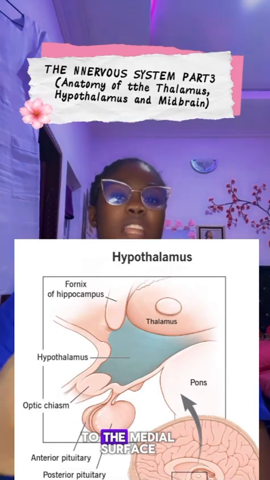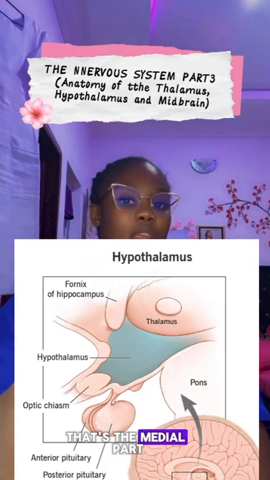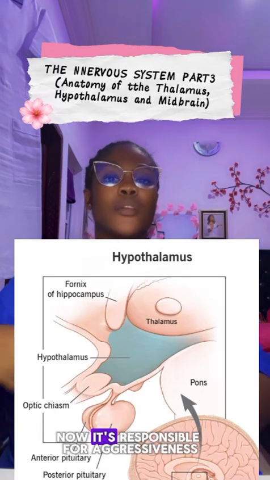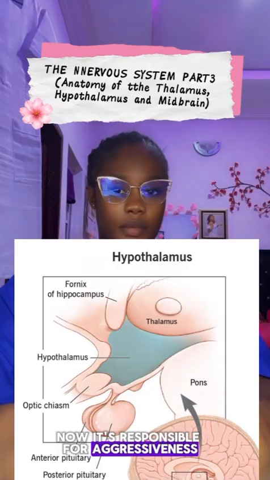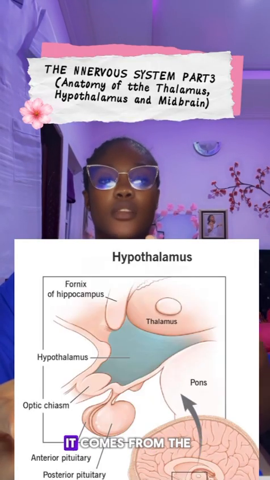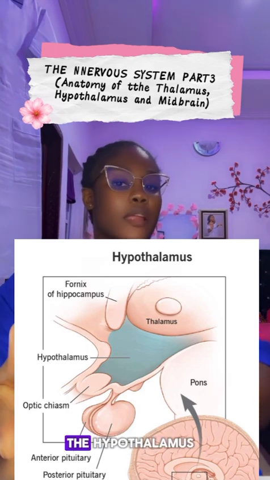Now we go over to the medial surface, that's the medial part. The medial part is otherwise known as the tuberal hypothalamus. Now it's responsible for aggressiveness and hunger. It regulates hunger, the way you eat. It comes from the medial part of the hypothalamus.